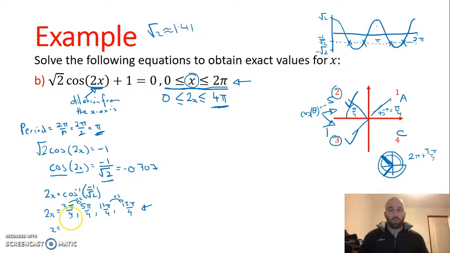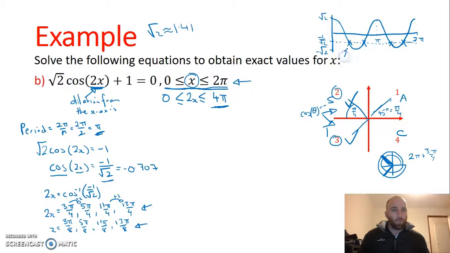Okay, so what I'm going to do is bring that 2 to the right hand side of the equals, and I'm going to divide every single value by 2. So this becomes 3 pi on 8, 5 pi on 8, 11 pi on 8, and 13 pi on 8. And those are my values that I found up here.